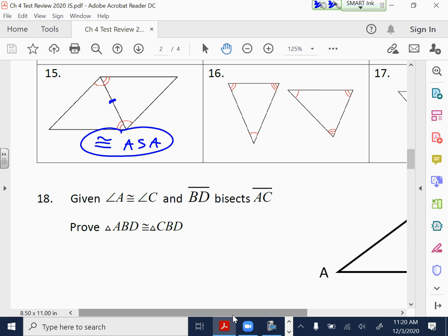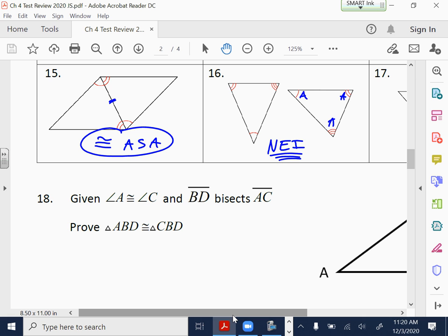And the last one, we have angle, angle, angle. I made a mistake on the answer key. I'll correct that. So angle, angle, angle does not work. There is no angle, angle, angle. Not enough information. Make sure you are looking for that. Angle, angle, angle, not enough information.